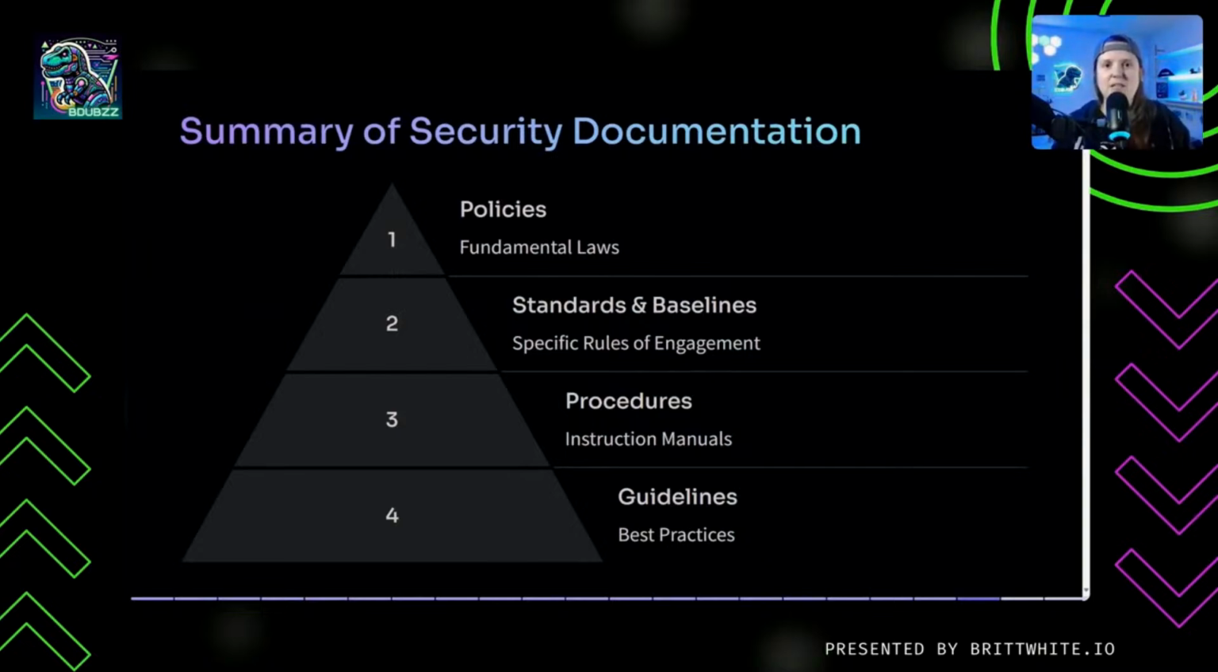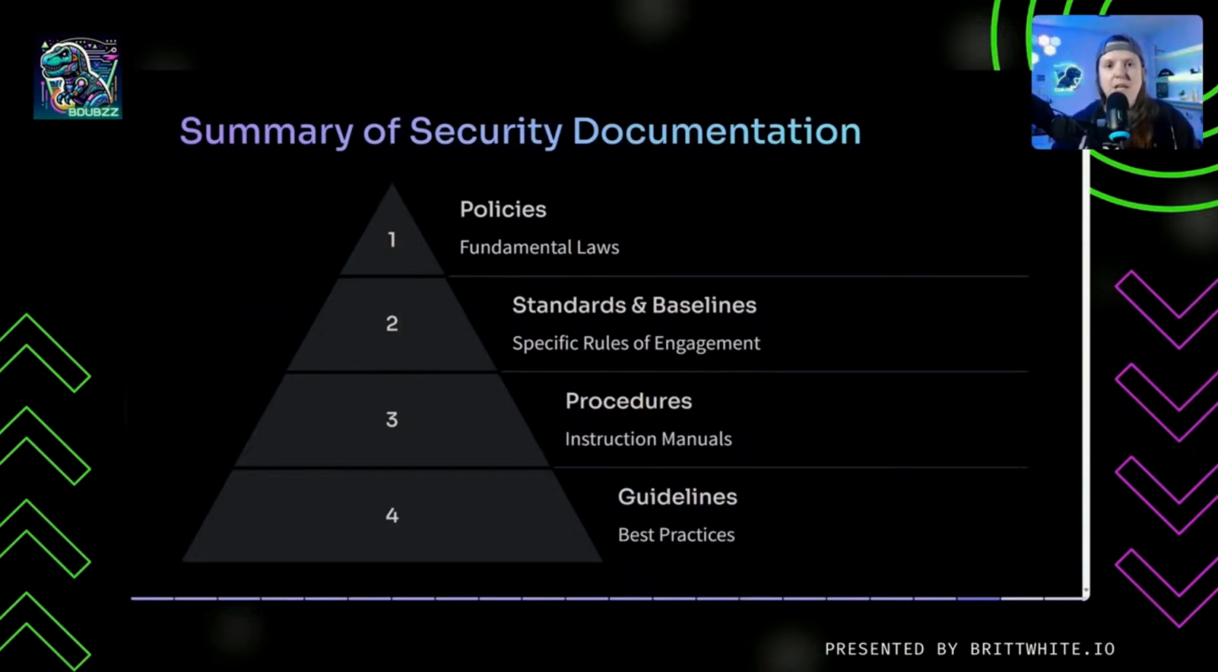Think of policies as the fundamental laws, standards and baselines as the specific rules of engagement, procedures as the detailed instruction manuals for how to do things right, and guidelines as helpful best practice advice. Knowing how they all mesh is the CISSP gold.